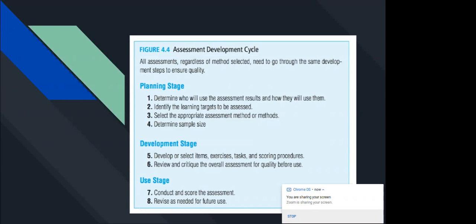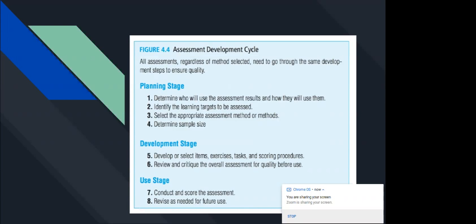The next is we're going to look at it. We're going to think, does this work? Is this something that I really want to use? Is this going to be meeting all of the things that we had in the planning stages? Are we going to have the learning targets in there? Are we really going to be assessing what we want? Is the method proper? Does it fit into what I'm doing in class?